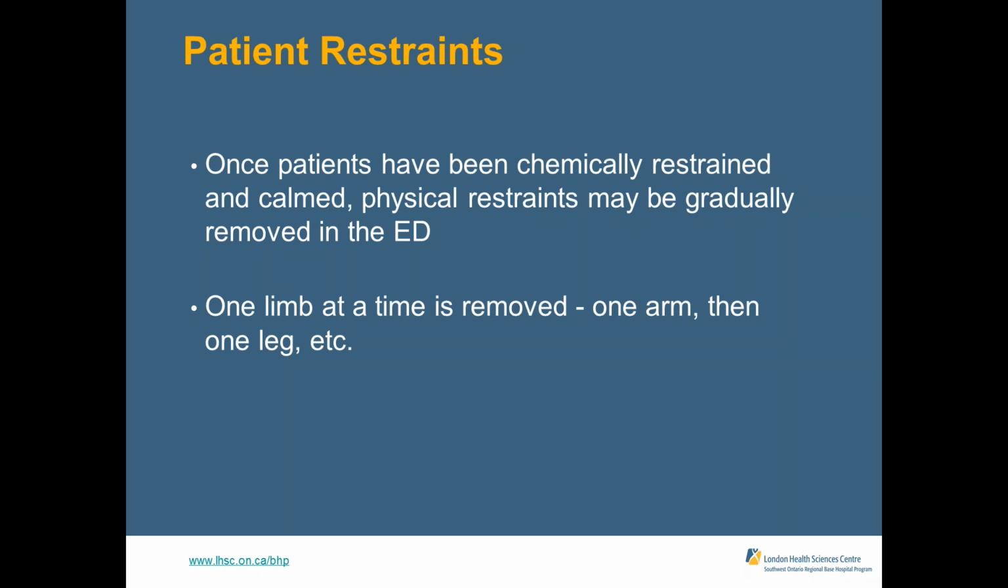And then when we see these patients, once they've been chemically restrained and they've calmed down a bit, we can gradually remove the physical restraints in the emergency department. And when we do that, we take one limb at a time. So first, one leg, and then an arm, and then the other leg, the other arm, and just keep reassessing the patient and see whether or not the restraints might need to be reapplied or they can continue to be removed.